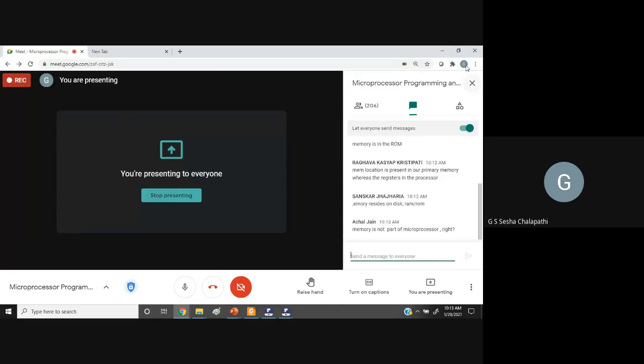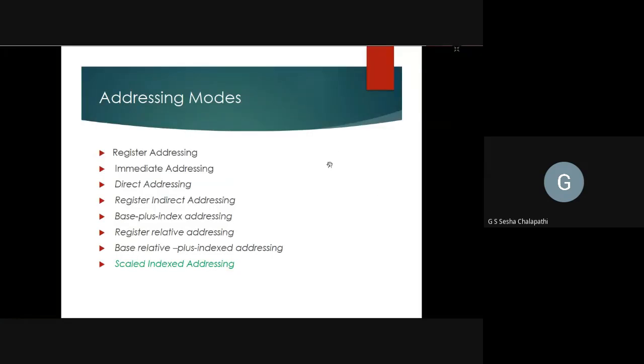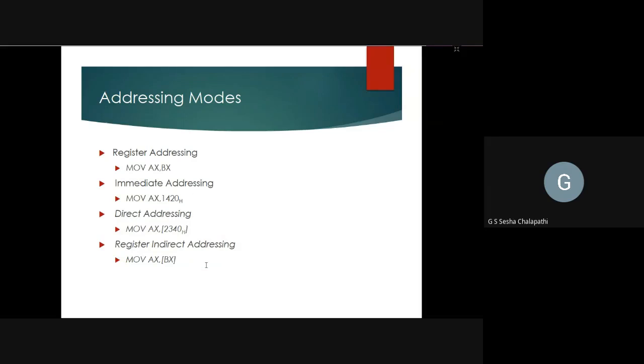Memory is not a part of a microprocessor. Depending on whether the operands are present inside a register or are part of the memory, there are different kinds of addressing modes: register addressing mode, immediate addressing mode, direct addressing mode, register indirect, base plus index, register relative, and base relative plus index addressing mode. There is also a special addressing mode called scaled index addressing mode, which is part of the 80386 and 486 processors. Let us look at each of these addressing modes one by one.